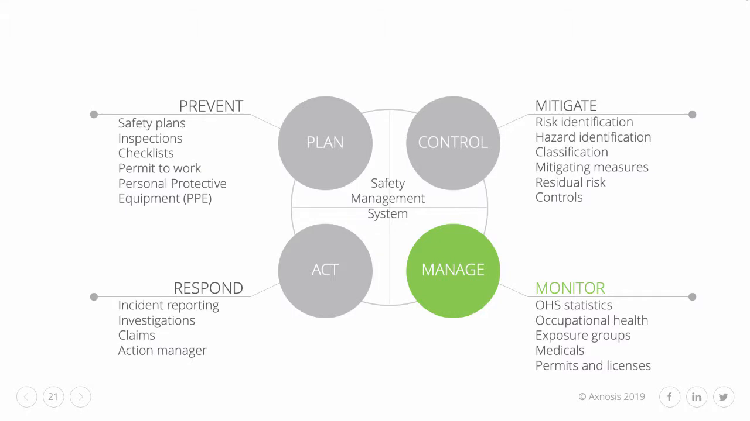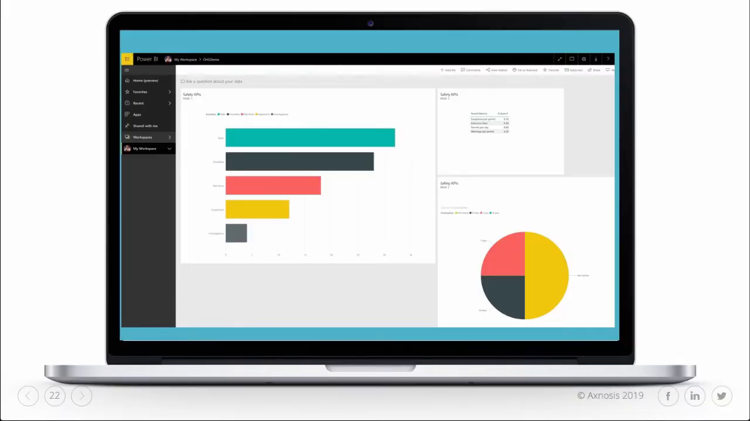And the last set of business functionality I just want to cover briefly is the monitor. This is the area where we look at occupational health and safety statistics. We have a look at some of the exposures, occupational health exposure groups and medicals, and some of the permits and licensing capabilities of the system. So just to highlight a typical dashboard, this is out of Power BI, which is one of the reporting tools that we might use. This type of dashboard is very helpful to the safety managers and operations managers to understand where the company is in terms of its safety performance.